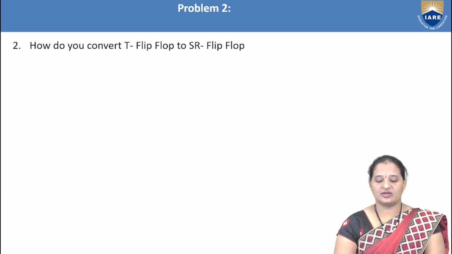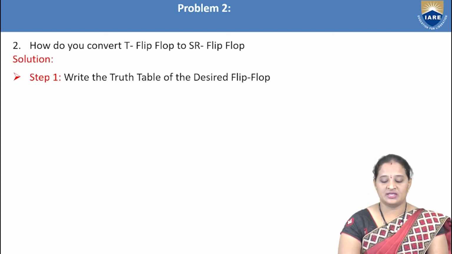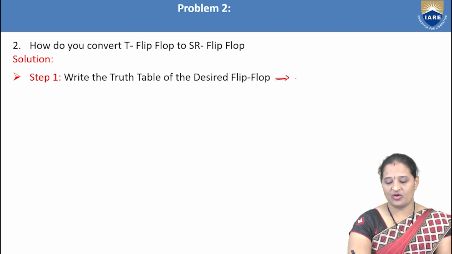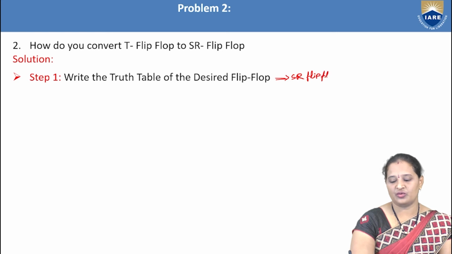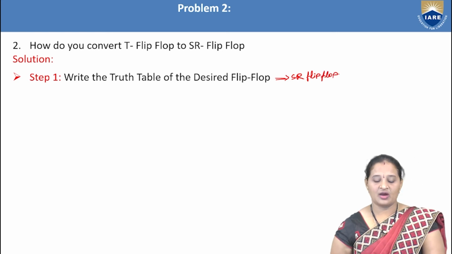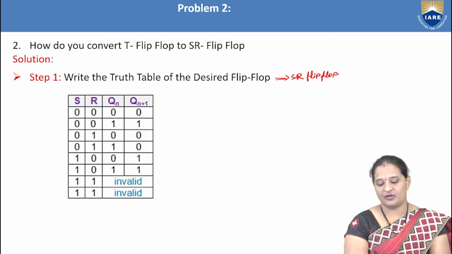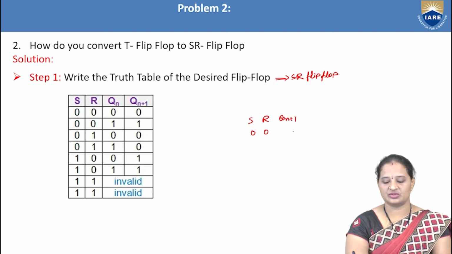Now let us see another problem. How do you convert a T flip-flop into an SR flip-flop? What is our desired flip-flop? Our desired flip-flop is SR. So we need to have the truth table of our desired flip-flop. This is the truth table of our SR flip-flop. As you all know, for S and R both equal to 0, the next state Qn+1 is equal to the present state.